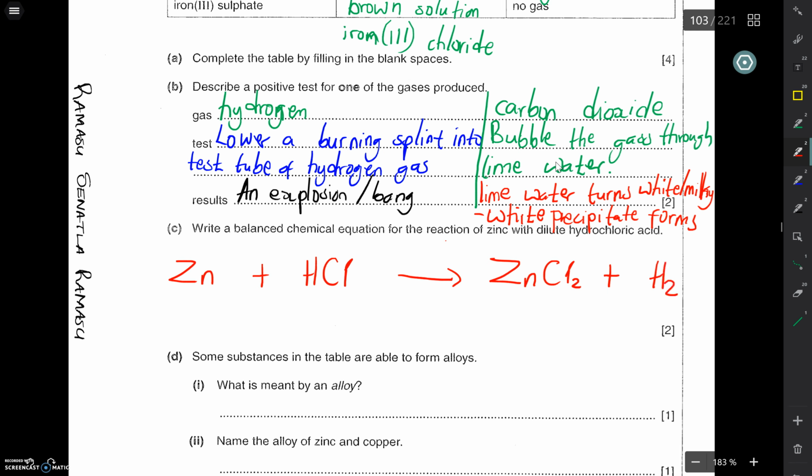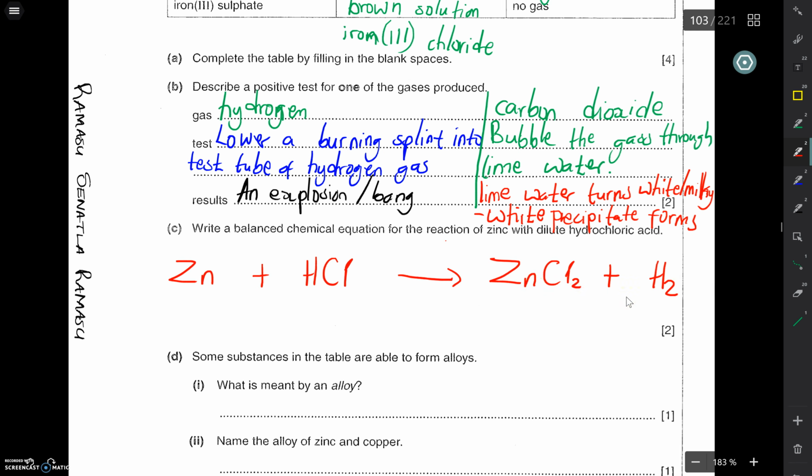Now we have to balance the equation. The number of zinc atoms on this side should be equal to the number of zinc particles on this side. The number of hydrogen particles on this side should be equal to the number of hydrogen particles on this side. Same thing with the chlorine particles.